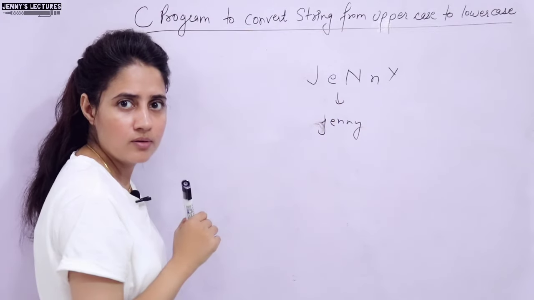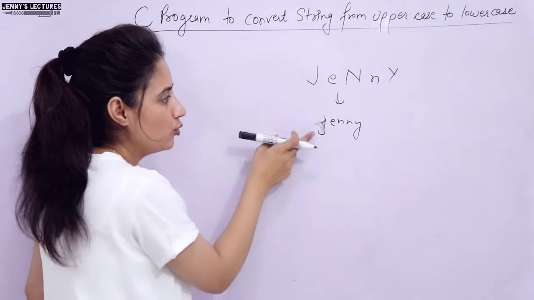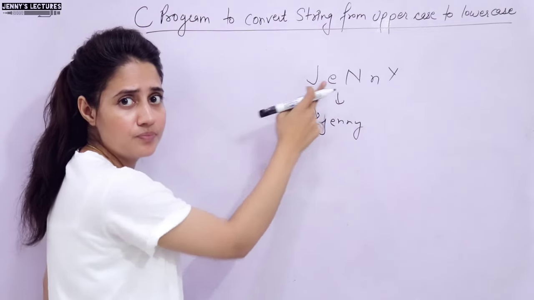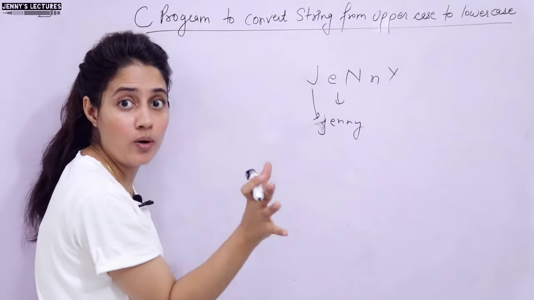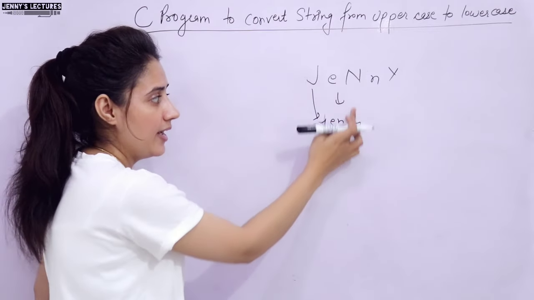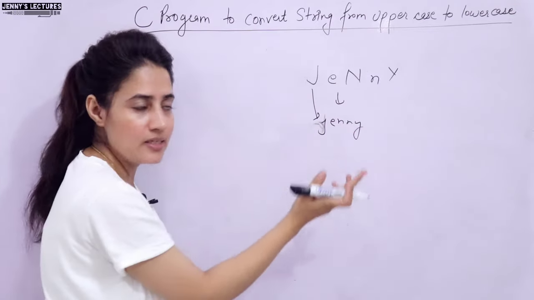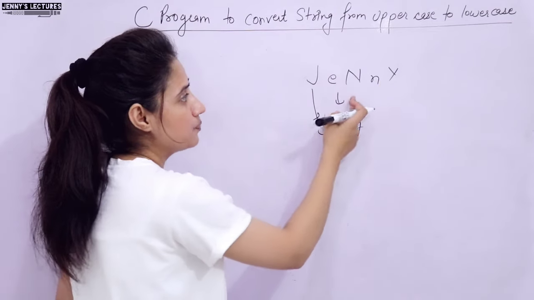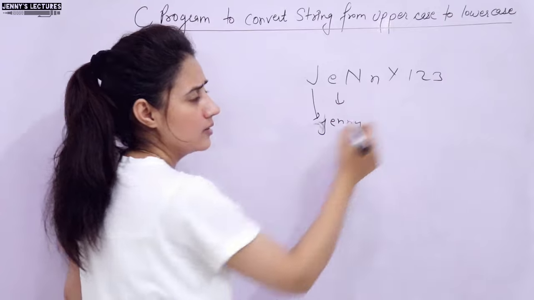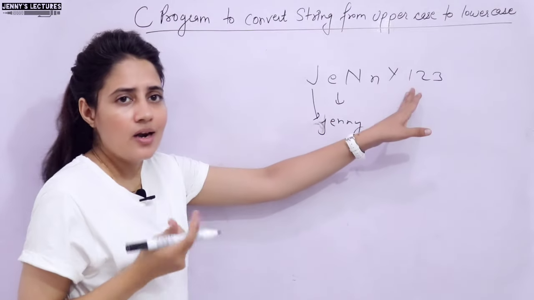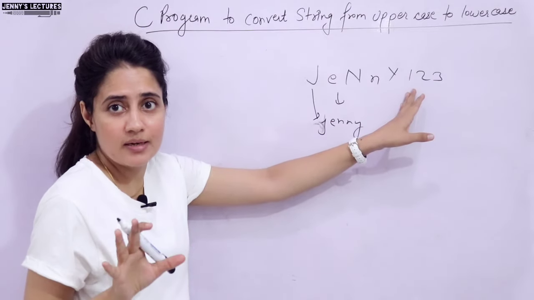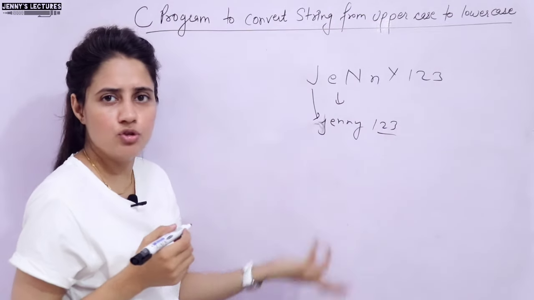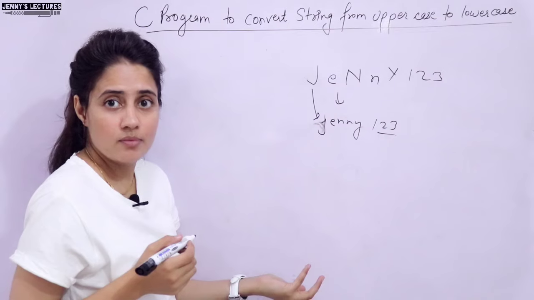These two are small. Then also obviously the output would be, this J would be converted to small j, E is what? Small e. So no need to convert, as it is e, then N would be converted, and Y would be converted, right? And if I write something like this, Jenny123, these 1 2 3 are numbers, these are not uppercase letters. So the output should be jenny123. Numbers should be exactly the same. I hope you are getting my point.